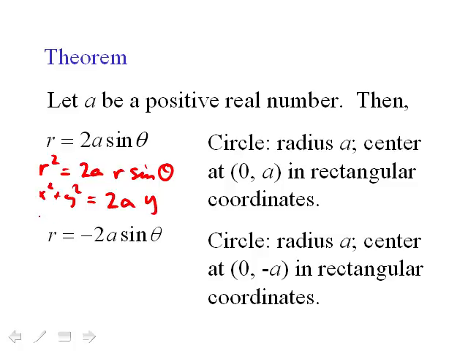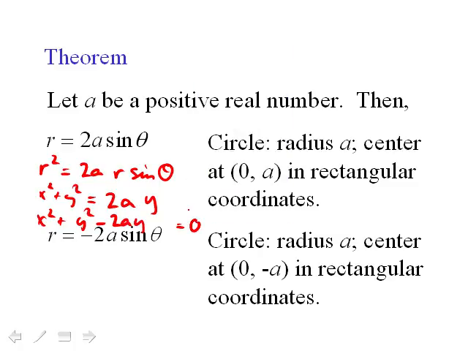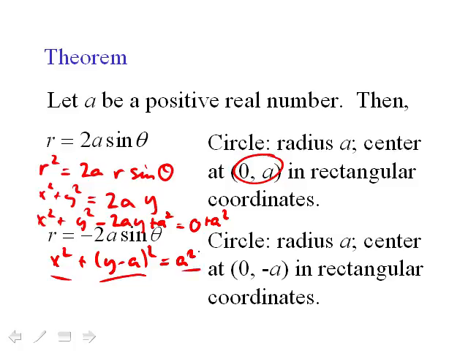So completing the square puts x squared plus y squared minus 2ay equals 0. And minus 2ay, to complete the square, it should be plus a squared, plus a squared, and that's just right to be x squared plus y minus a squared equals a squared, center at 0, a, and radius a.